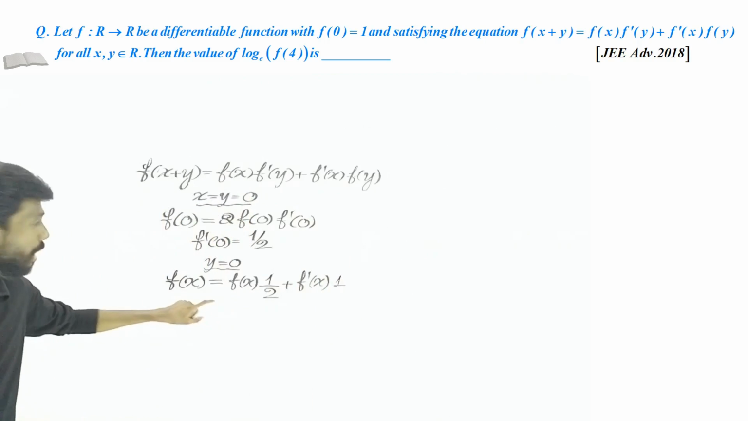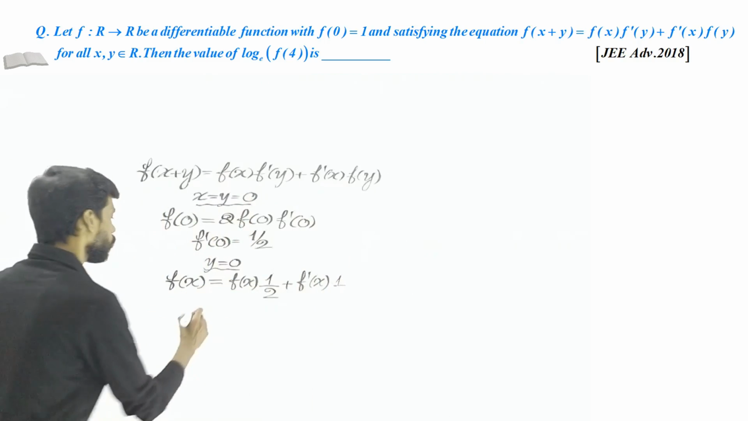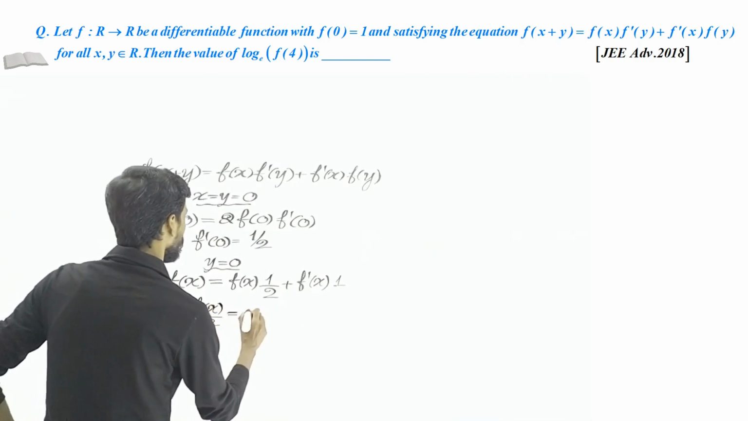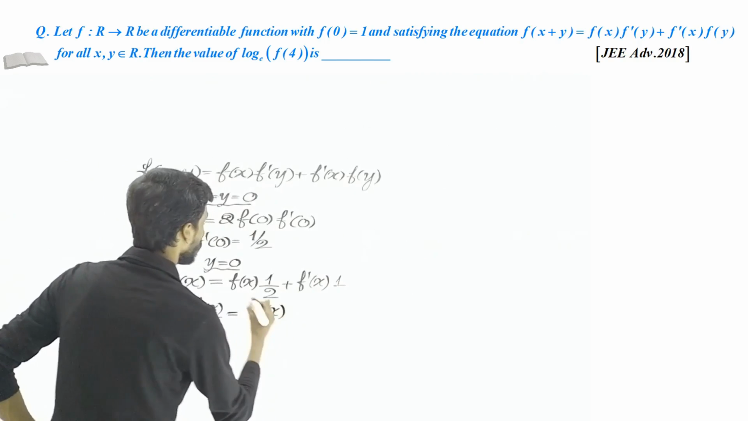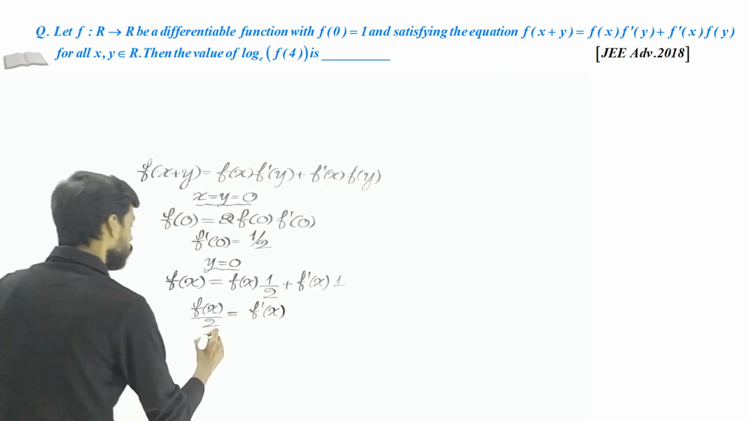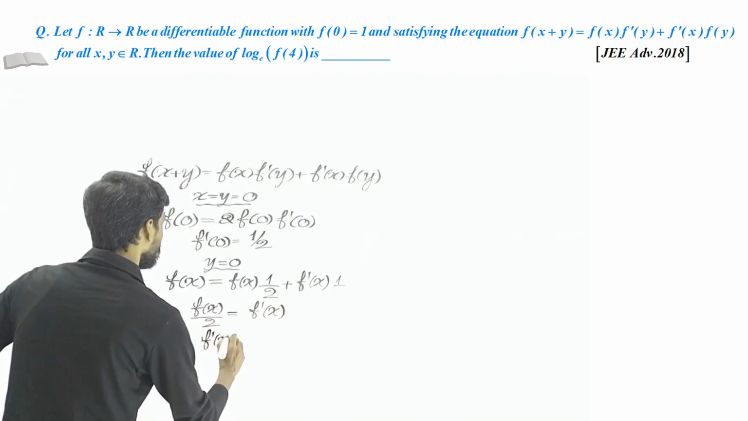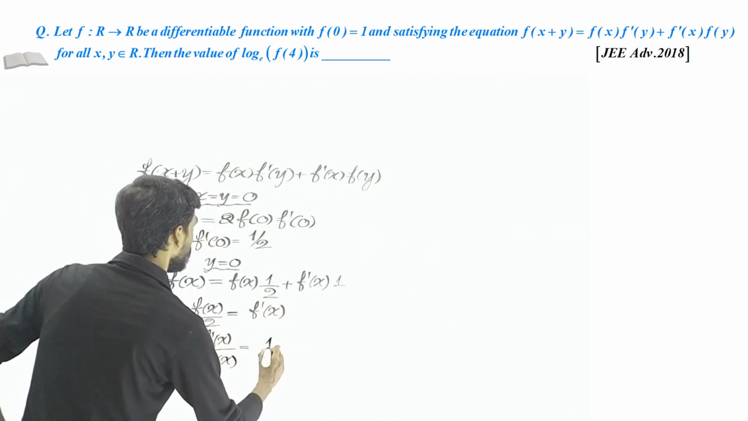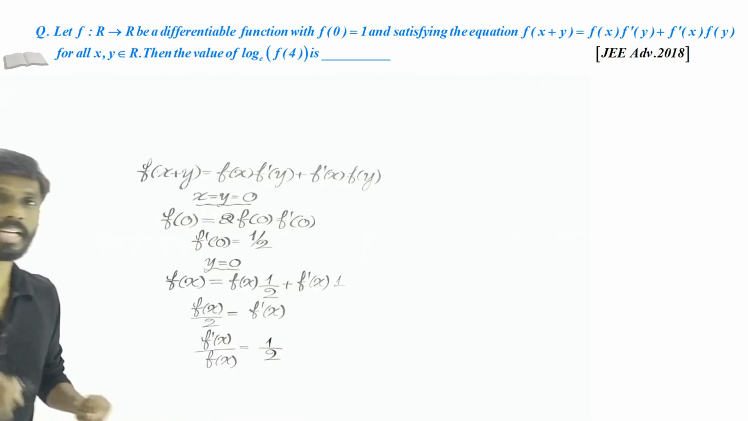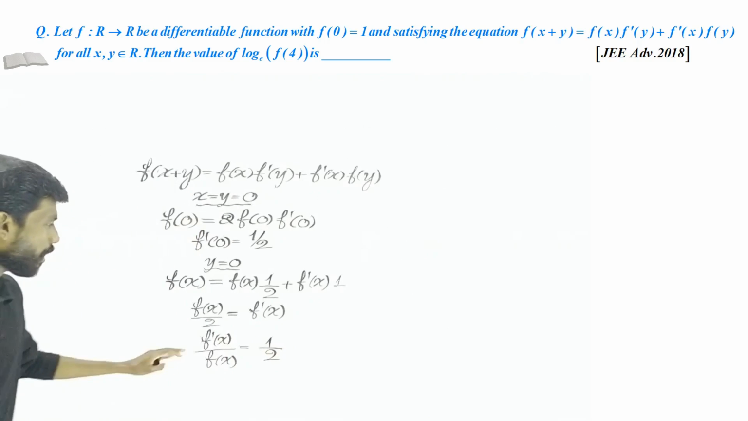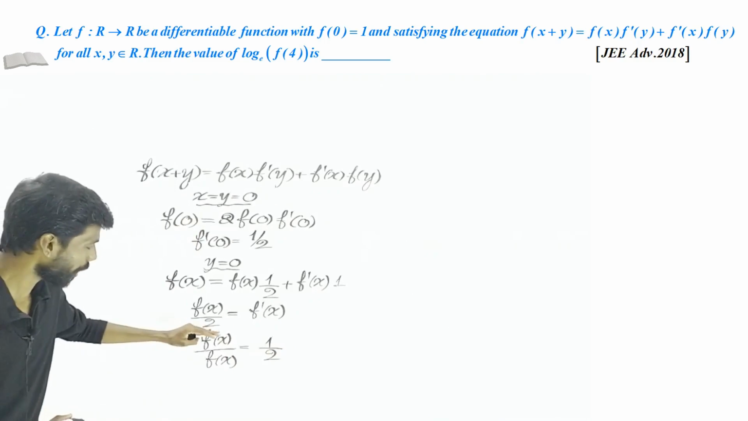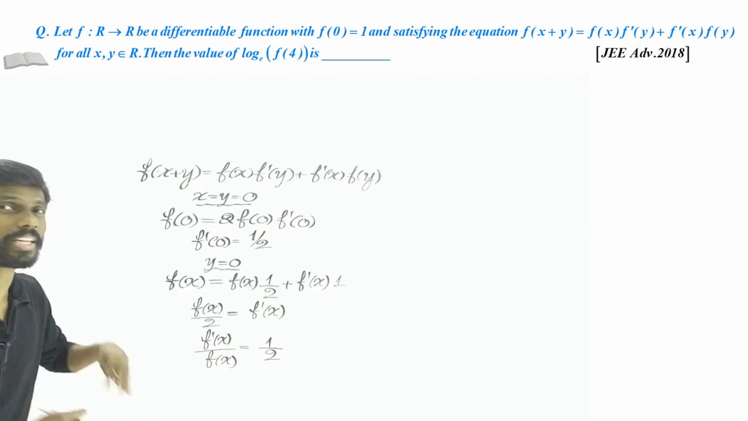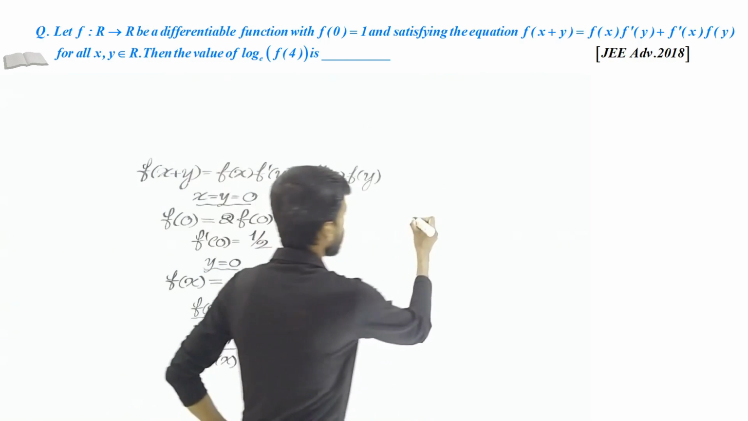Okay, so let's simplify this. So f of x minus f of x by 2. So that will give you this relation: f of x divided by 2 is equal to f dash of x. Okay, so let's simplify this further. So we'll get f dash of x divided by f of x equal to 1 by 2. Okay, so that's it. Now what we do to find f of x, we have to do the integration, right? That's all. So let us do the integration of this because it is in the proper form, right? f dash x divided by f of x, we can directly integrate it. So let us do the integration.